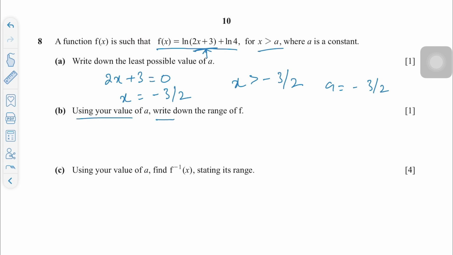Using your value of a, write down the range of f. Now since it has to be greater than negative 3 upon 2, it can go anywhere in the range of f. So we can write this as f belongs to the real numbers.